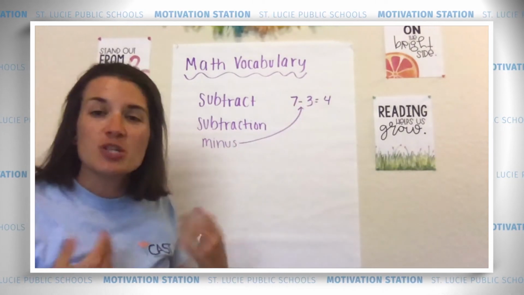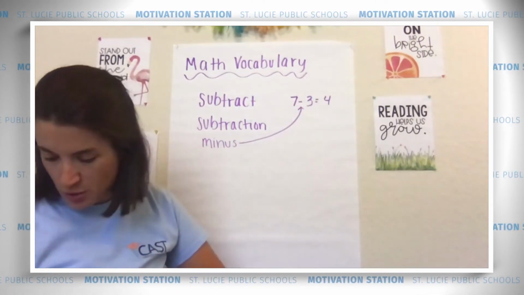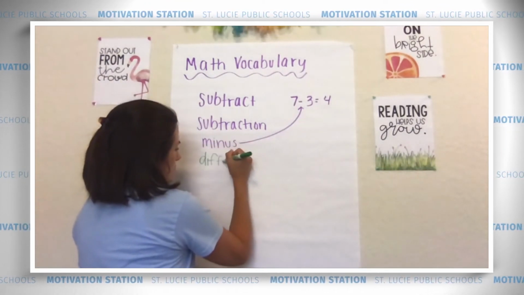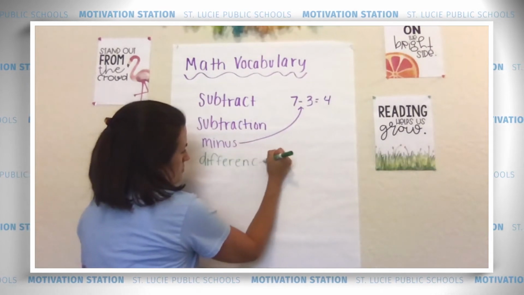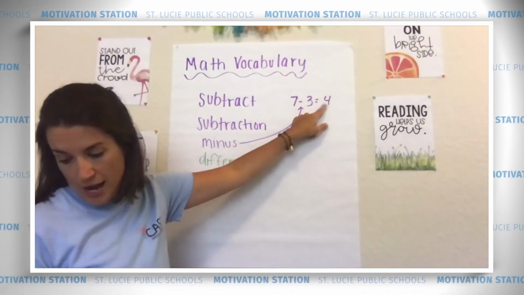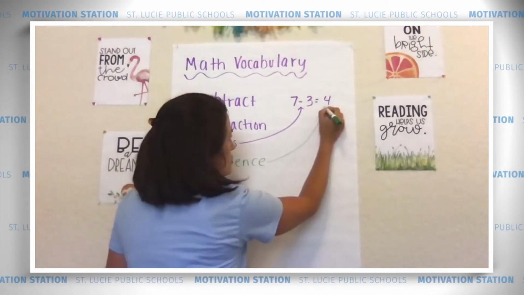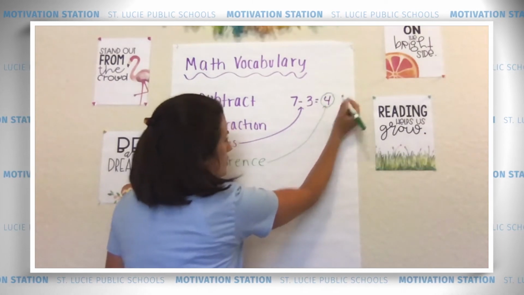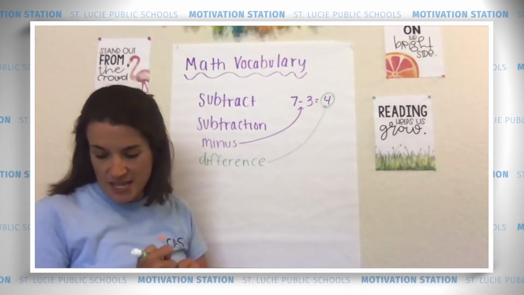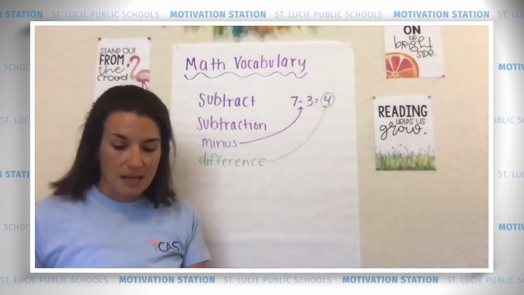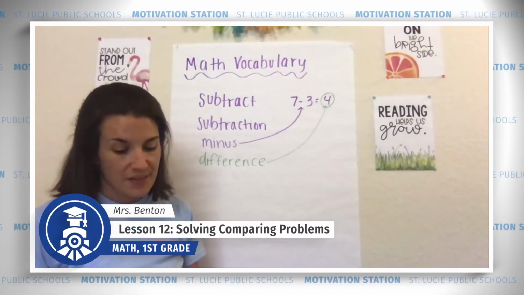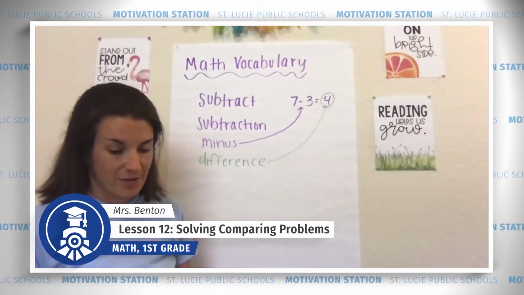Minus, okay? So we have a new word today that we're going to go over. And our new word is difference. Now, difference is the answer that you get after you subtract. It's the answer to a subtraction problem. So like in our equation here, 7 minus 3 equals 4. 4 is the difference. In a comparing problem, when we figure out how much more or less one number is than the other, the answer is a difference.